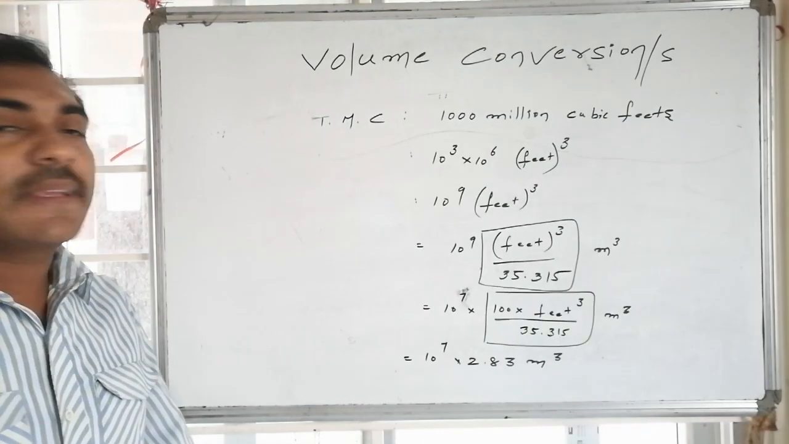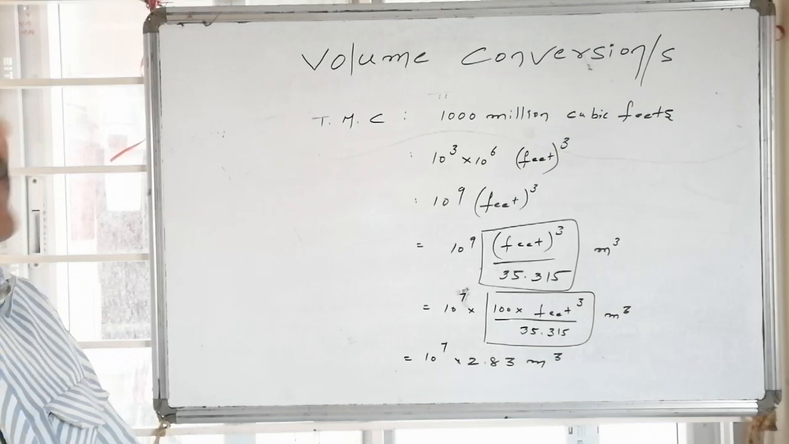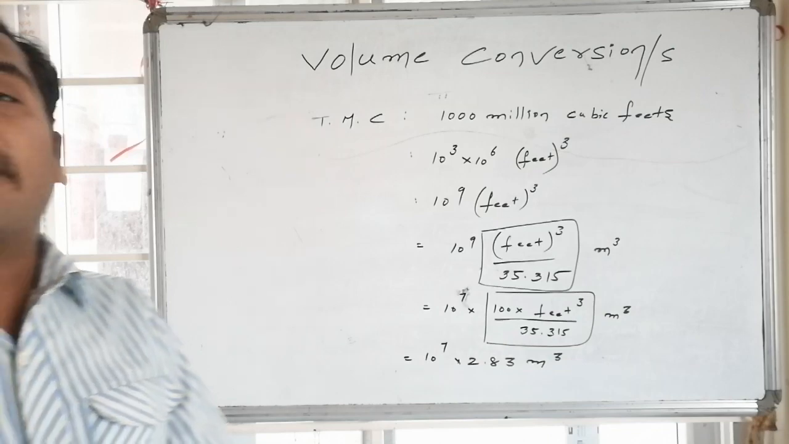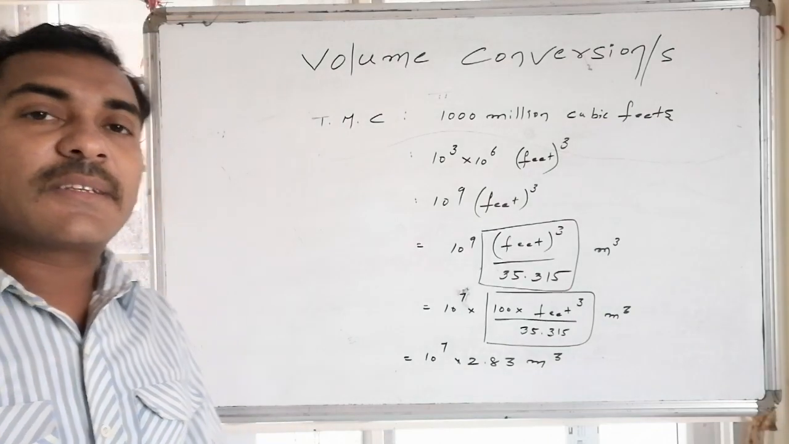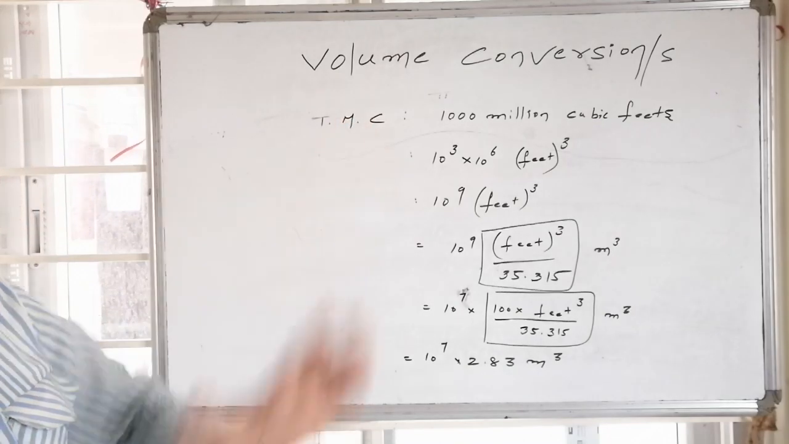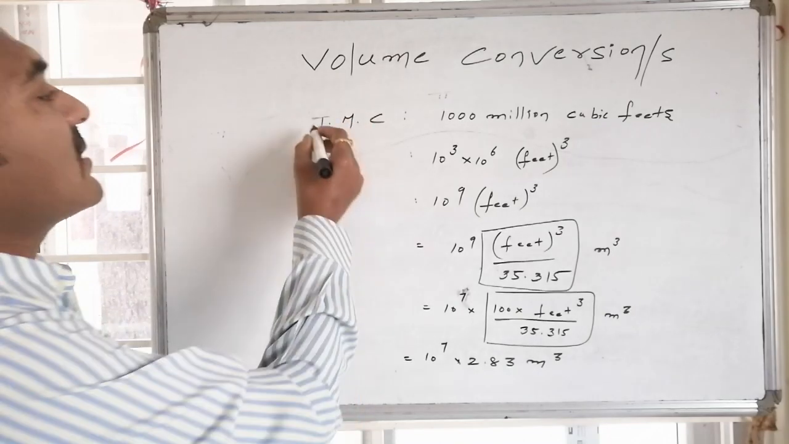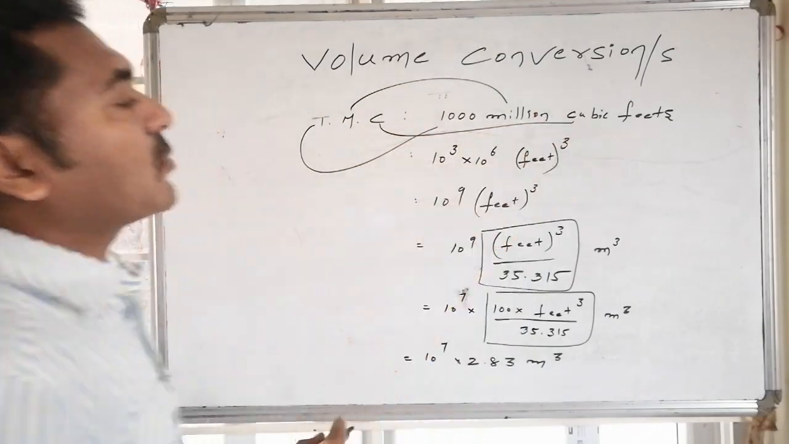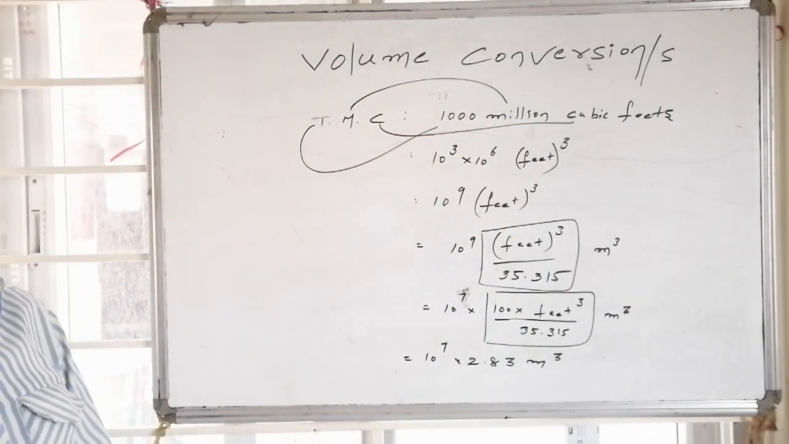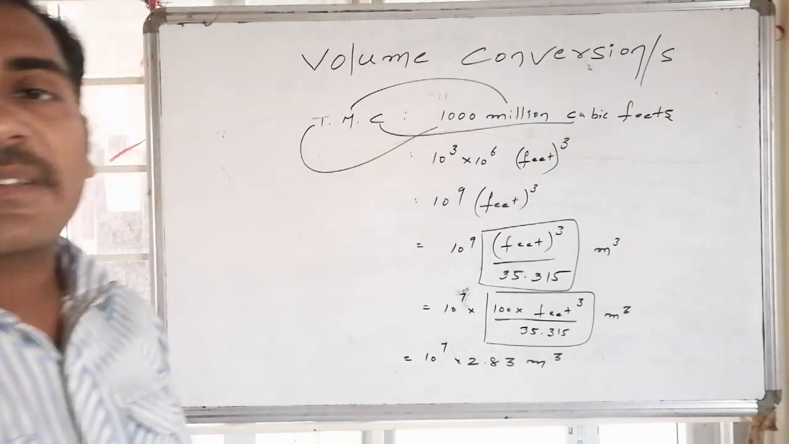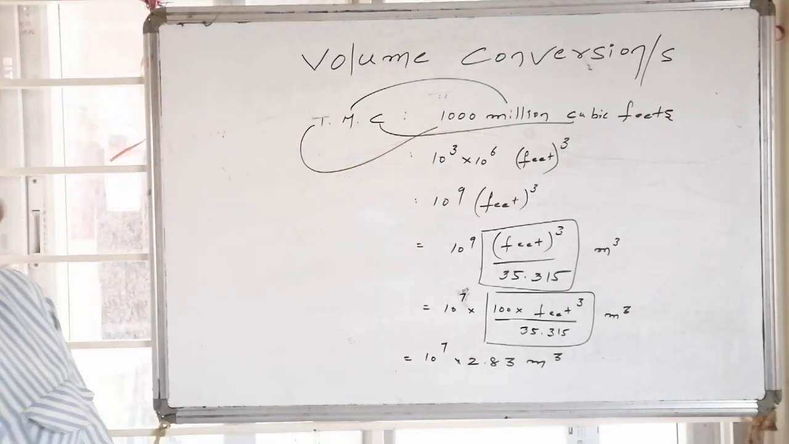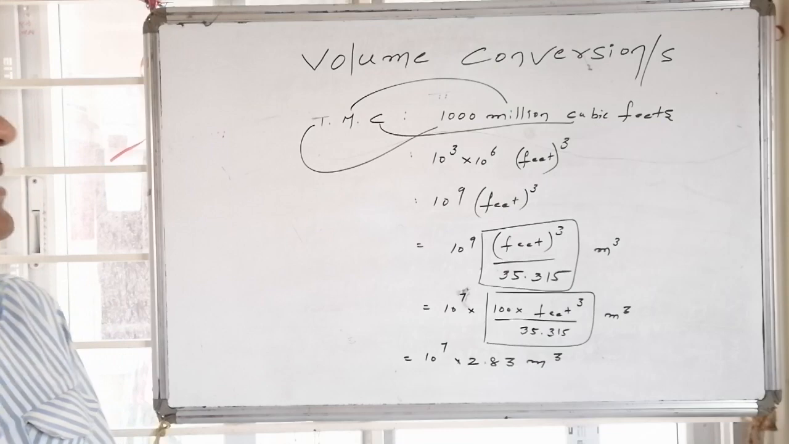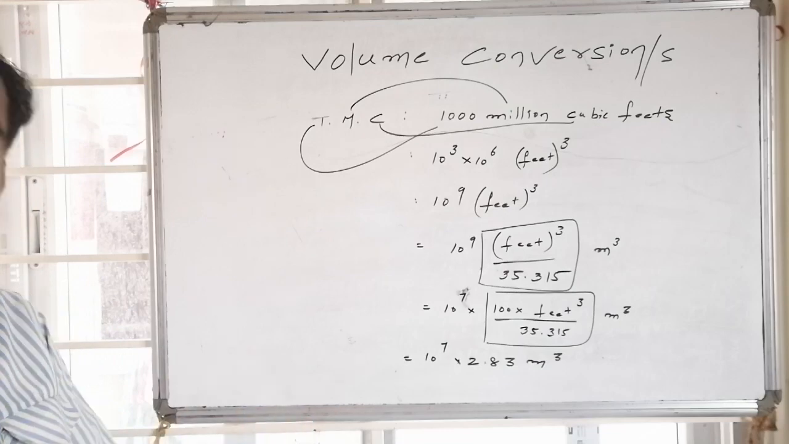Here or there we always come across a word that is TMC. Whereas the reservoirs related water capacity is generally measured in terms of what? TMC. Whereas TMC stands for, T stands for 1000 and M stands for million, C stands for what? Cubic feet. 1000 million cubic feet is generally known as what? TMC. 1000 we know 10 power 3 and million is 10 power 6, that is 10 power 9 feet cubes.